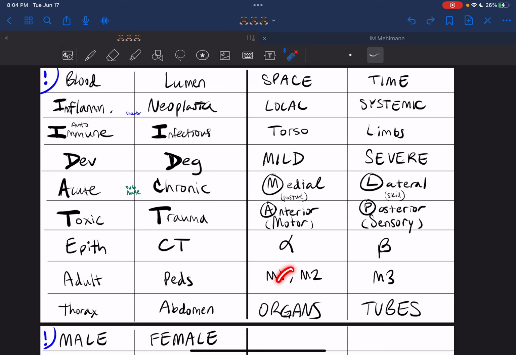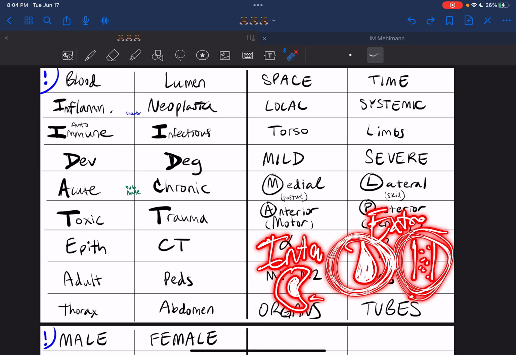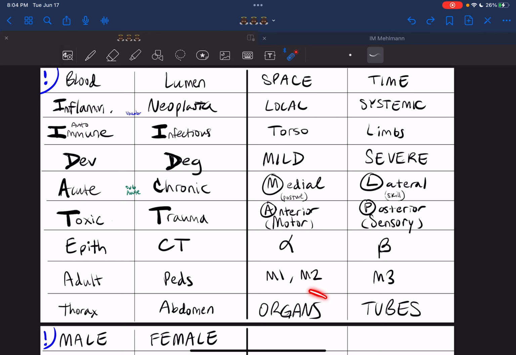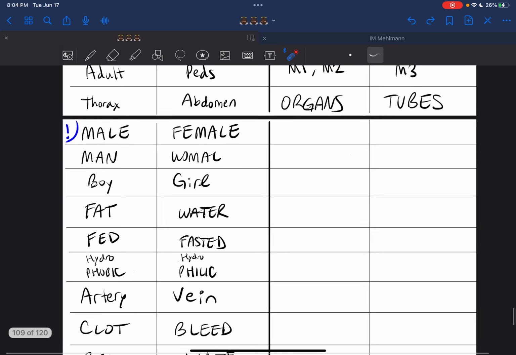And then organs versus tubes could be the kidneys versus the renal artery and the ureter. So organs versus tubes, intrarenal versus extrarenal. The prerenal and postrenal are both extrarenal tubes. So all of these organ systems split into organs versus tubes for the most part. And it's helpful to think of them that way.